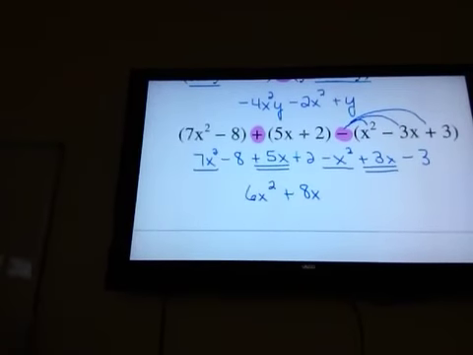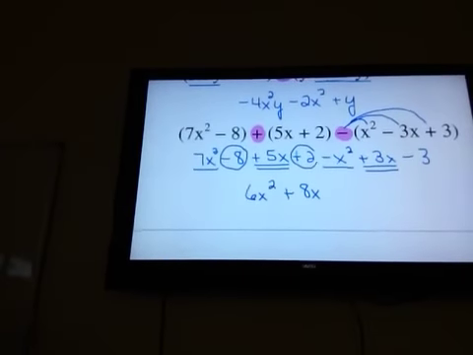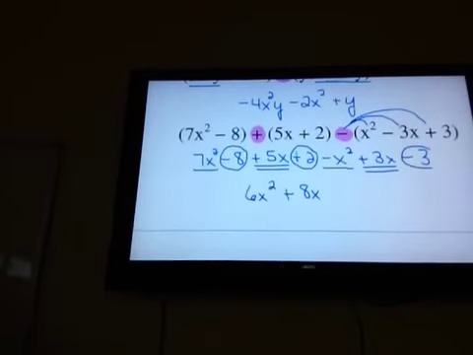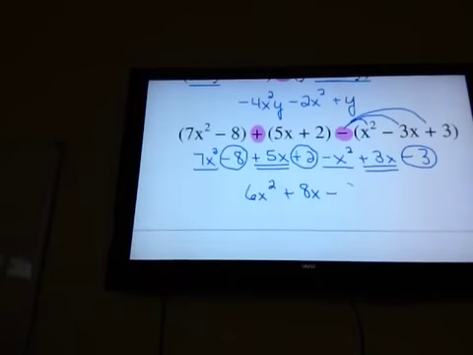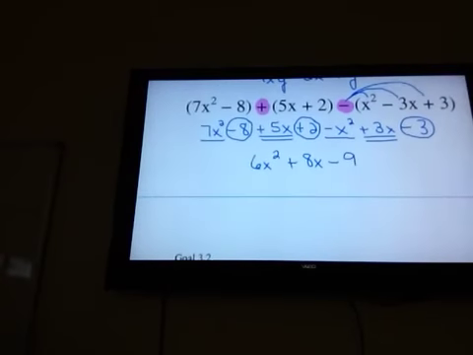And then my constant terms. Negative 8 plus 2 minus 3. And you can punch it in your calculator just like that. Negative 8 plus 2 minus 3. And you're going to get minus 9. Okay, question on that?